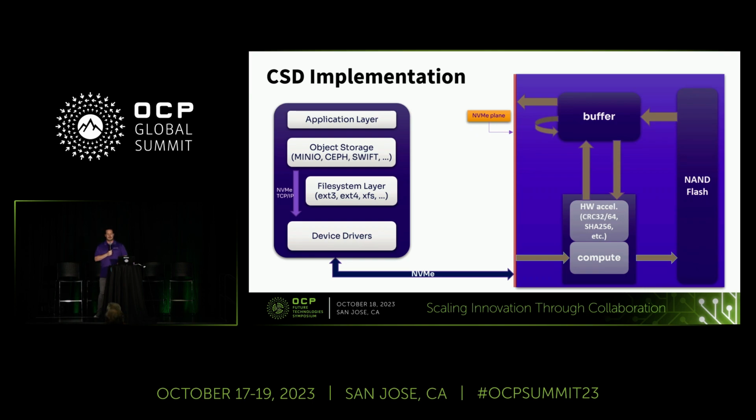So the way that we're doing this particular solution set is, on one side we have the application layer, the MinIO platform, the file system. We've got an NVMe TCP/IP link that talks to the device drivers, and then we have the NVMe link that talks to the drive on the other side.